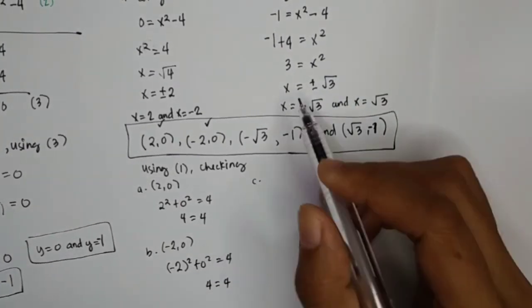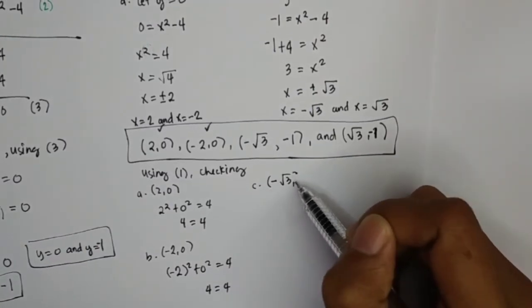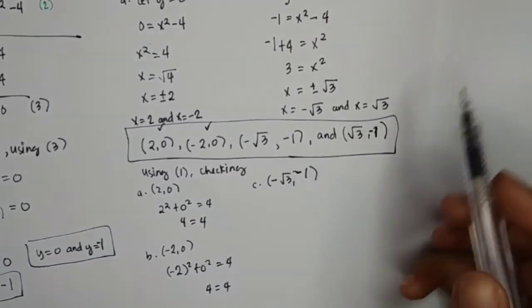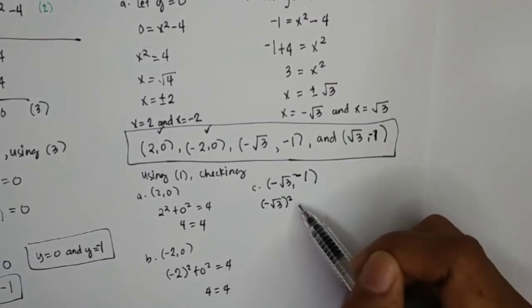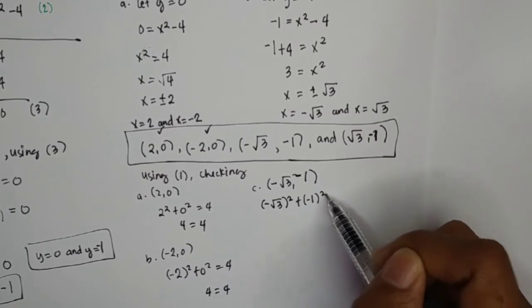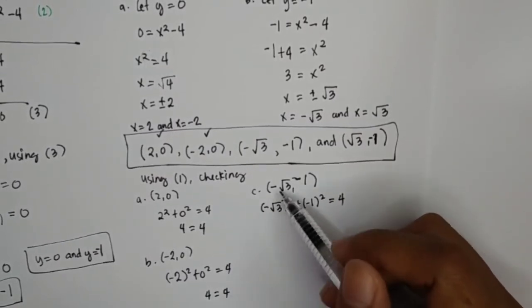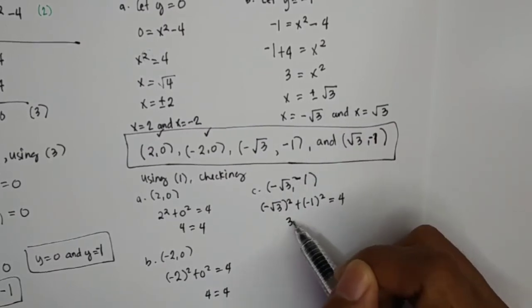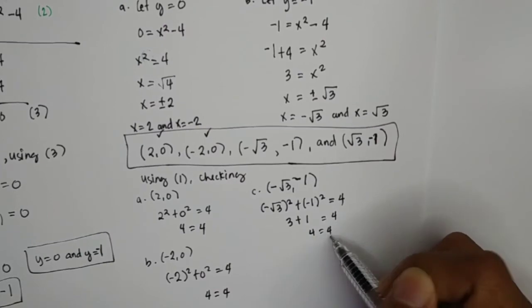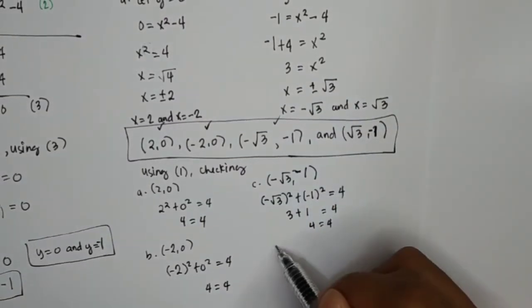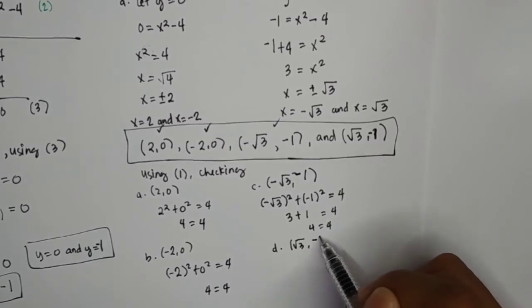Okay, so another checking. We have here negative square root of 3 and negative 1. So, we have here negative square root ng 3 squared plus negative 1 squared is equal to 4. So, dito, magiging positive at saka mawawala yung square. So, we have 3 plus 1 is equals to 4. So, this is 4 is equals to 4. So, tama ito.